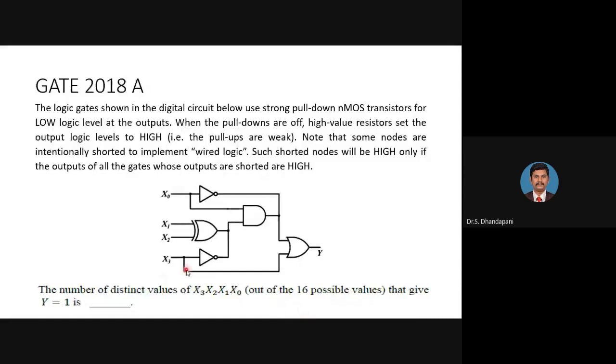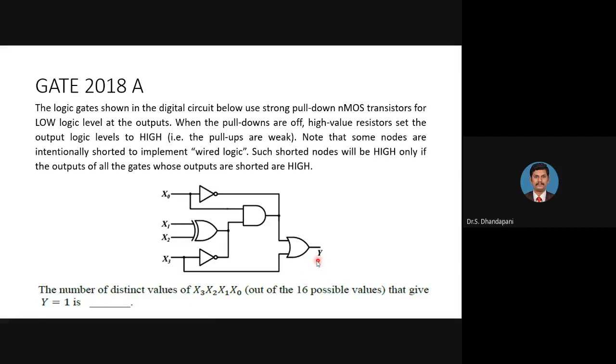So the 4 input variables can give 16 possible combinations, starting from 4 zeros. The last combination will be 4 ones. We have 2 power 4, 16 combinations. Out of the 16 combinations, for how many combinations will the output Y be equal to 1?